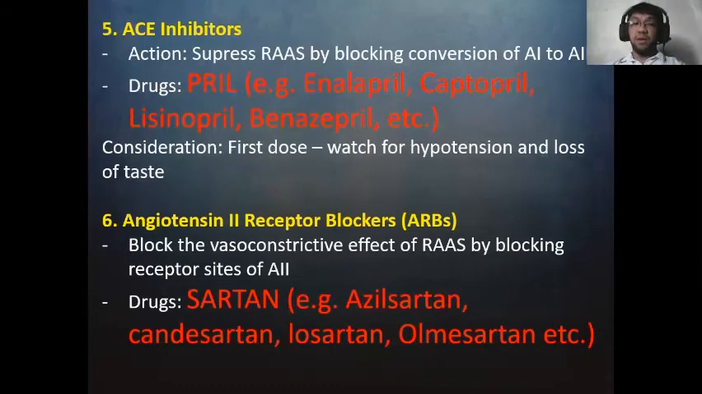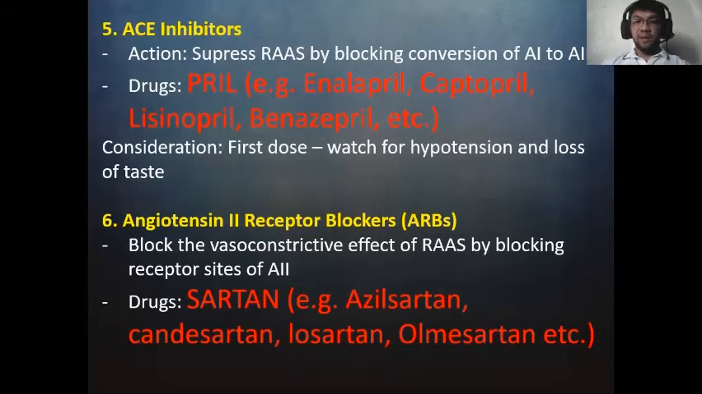Next, we have the ACE inhibitors or angiotensin converting enzyme inhibitors. What does it do? It inhibits this enzyme, the ACE. It blocks it, so that angiotensin 1 will not be converted into angiotensin 2. These are drugs that usually end in the suffix pril. Examples are enalapril, captopril, lisinopril, benazepril, and for the first dose, watch out for hypotension and loss of taste. Usually, captopril is given sublingually and it is fast acting. But before giving this drug, make sure to check the blood pressure first.